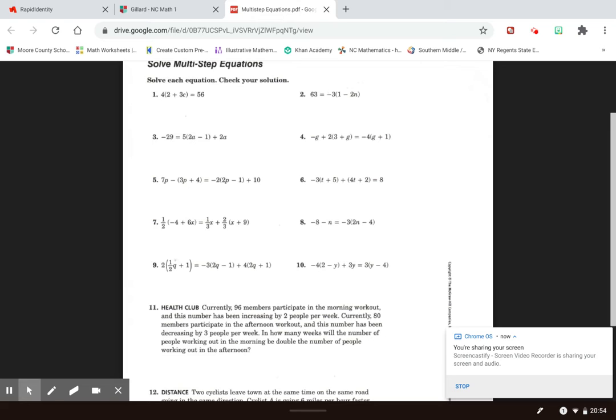So if you notice here on most of these multi-step equations, there is a negative number or a negative sign outside of your parentheses that's going to need to be distributed in order for you to find the correct answer. So what we're going to do is just briefly go over what it means to distribute the negative.